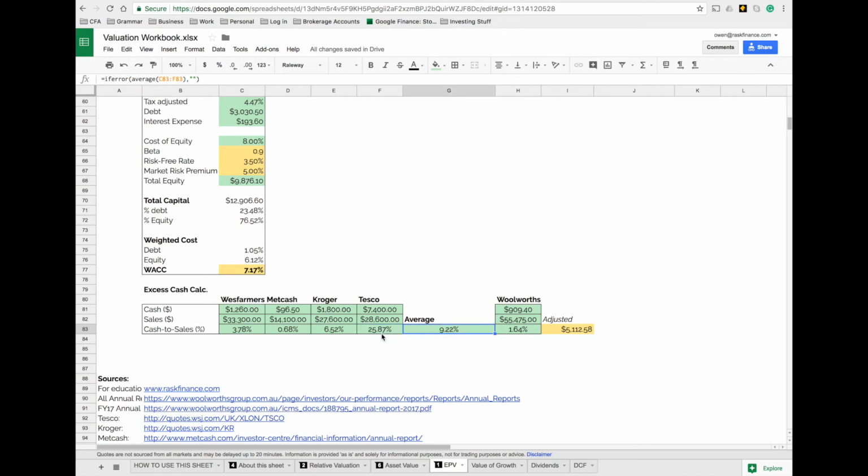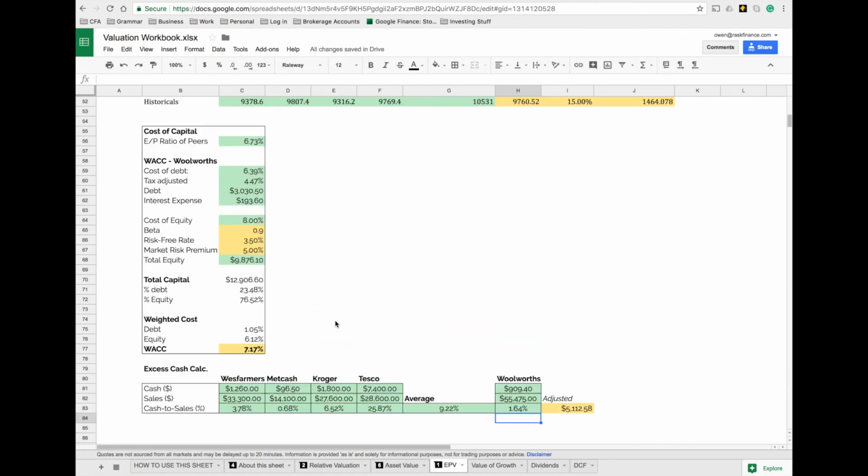The average is 9.22%. And you can see that was skewed heavily by Tesco here. It's got a lot of cash for the amount of sales it has. So this figure is probably not that reliable. I mean, even if we remove that, we would say that the average is 3.66% of sales as cash. But you can see here that Woolworths only has $910 million against $55 billion of sales, which means that based on the average, Woolworths should have over $5 billion of cash, which I think would be ridiculous. So I'm not going to make any adjustment at all to the excess cash.